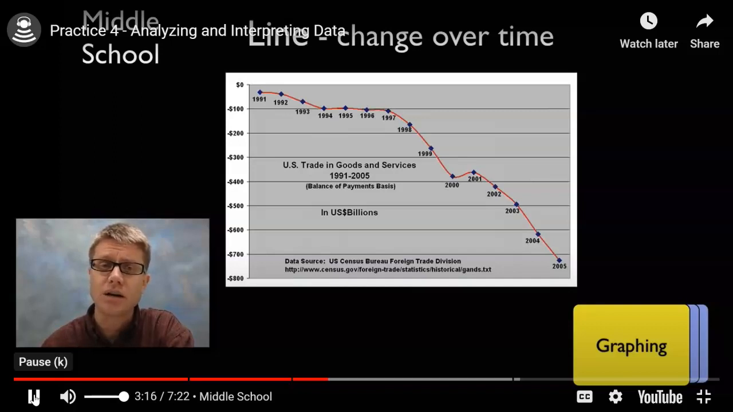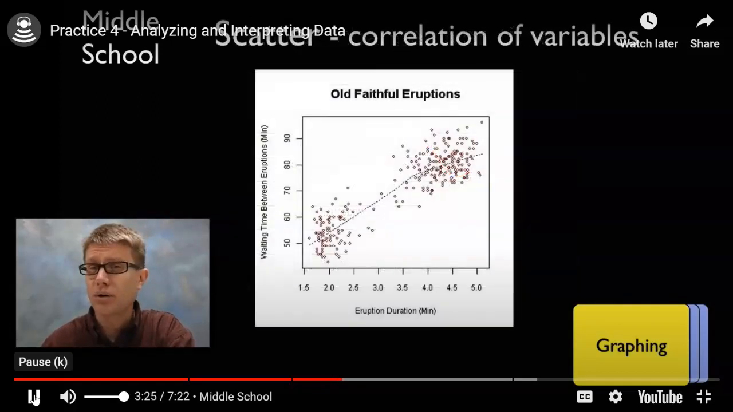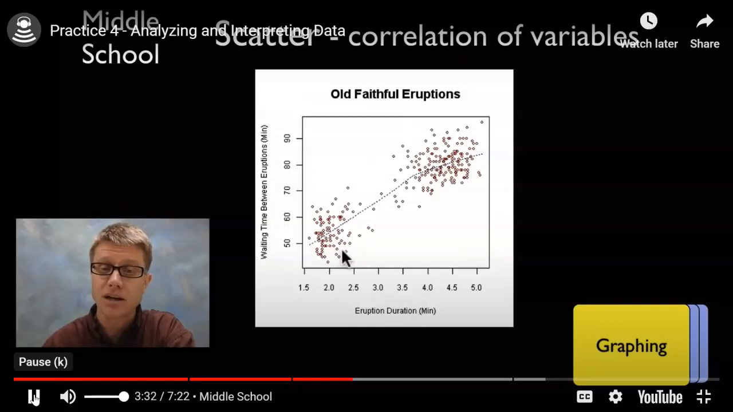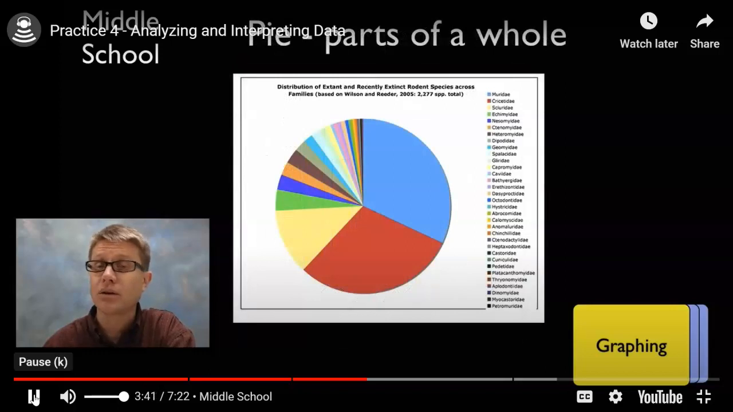And so the 4 major types of graphs I teach are the line graph. We're looking at change over time, and you're going to connect the data points. We would use a scatter plot if we're looking at correlation of variables, so eruption duration and waiting time at Old Faithful. This would be a scatter plot. We're not going to connect the dots because we're just correlating those 2 variables. We would use a bar graph if we're comparing different groups, and then we'd use a pie graph if we're looking at parts of the whole. And so you could present your students with data and first of all have them figure out, what kind of a graph am I going to use?